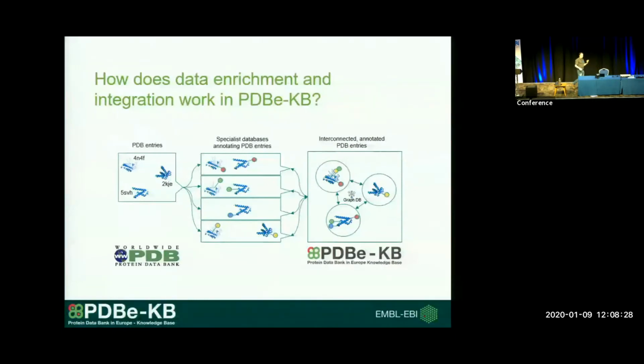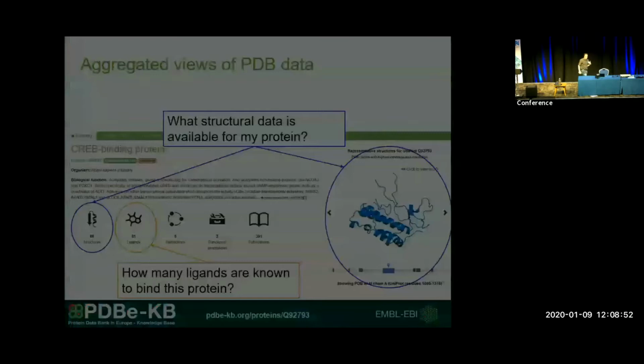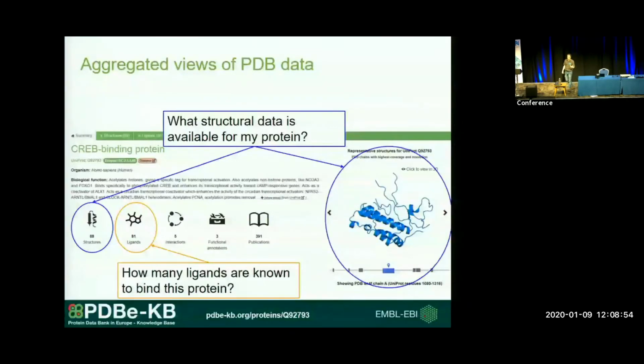So how does it work? What do we do here? We have taken PDB entries that we get from the wwPDB. We add data from additional resources. So other places would have extra metadata that isn't normally findable, and it comes into our database. And then we present this in interconnected PDB entries. What this means is we can flip the entry view to show you aggregated views, which hopefully are more informative and more useful.